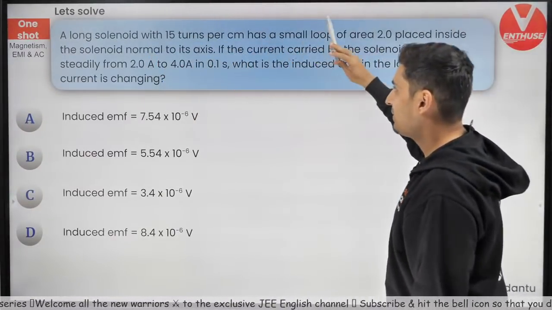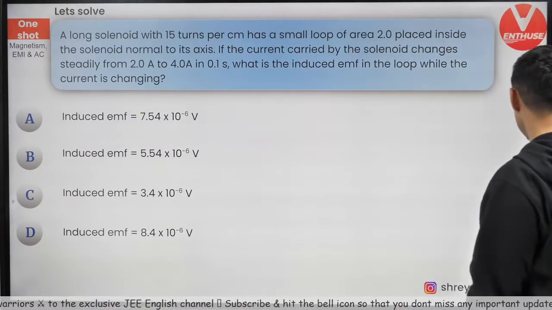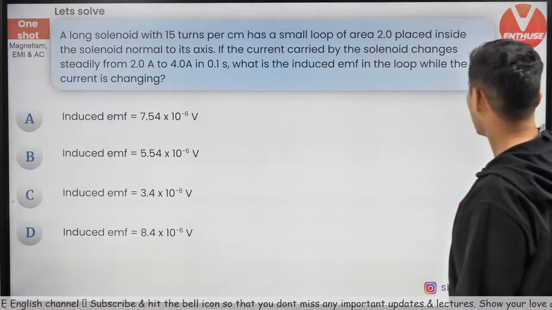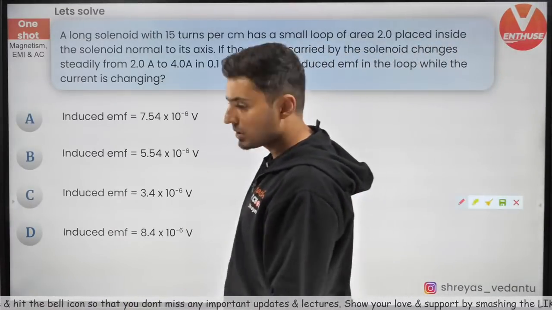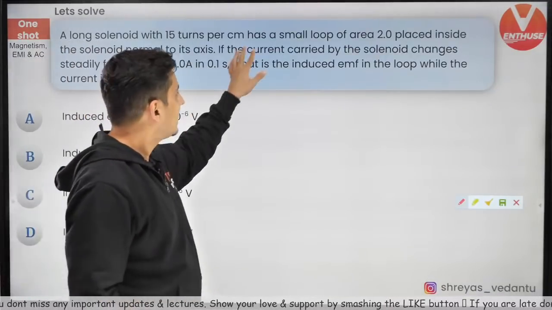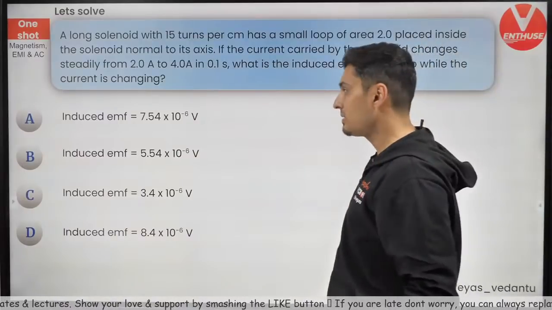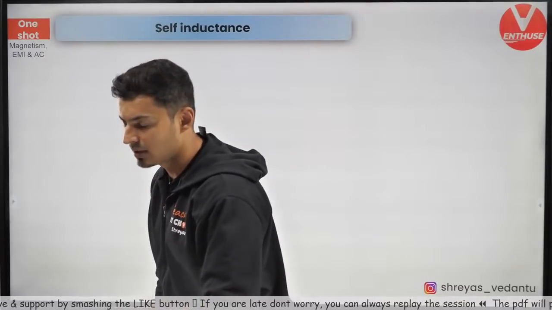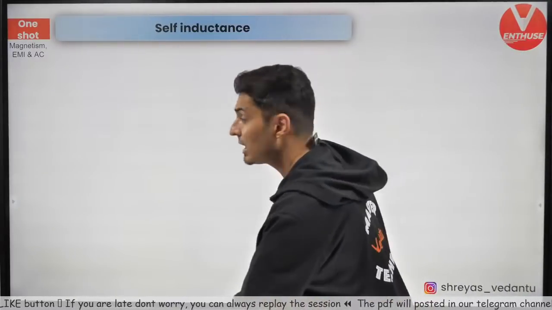A long solenoid with 15 turns per centimeter has a small loop of this much. Oops, this was supposed to be, I think, okay, so what is the induced EMF? I think there was some mistake in the printing. I'm not sure what the mistake was, but I think these units and these values were not matching. So I'll correct this and put it up in the PDF, with the answer as well, okay? Some unit was missing or something. Let's ignore that, but anyway, I'll tell you the theory behind it.